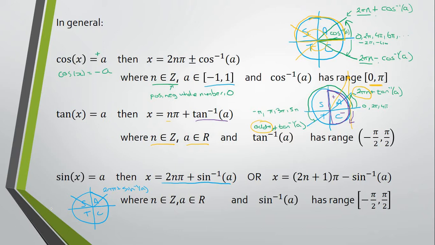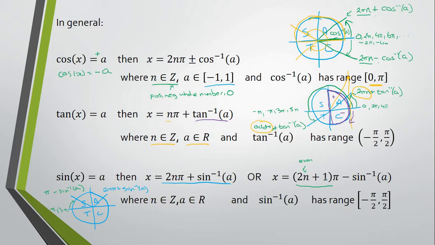Because to get to my second value, I have to come over here to my odd values of pi, like pi or 3 pi, and then subtract. So I need to subtract inverse sine of A from an odd value of pi. The way that we get our odd values of pi, which you can see here, is we take any integer, any whole number value, multiply it by 2, which makes it even. So this number by definition is going to be even, and then we add on 1.